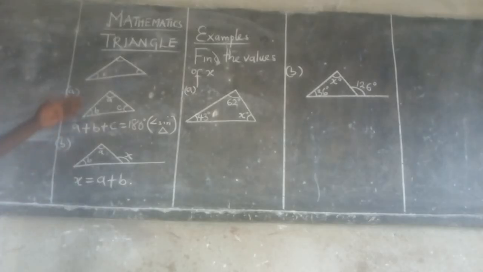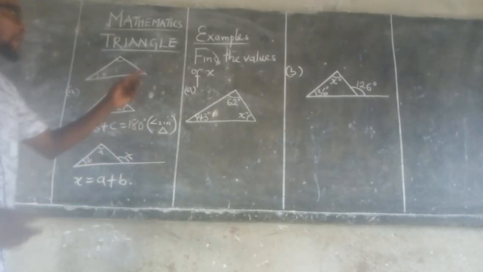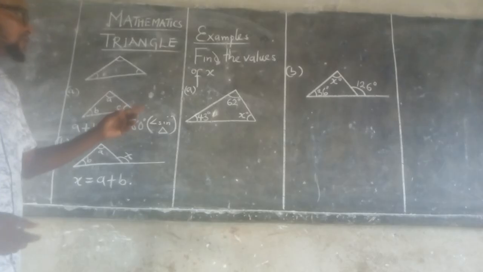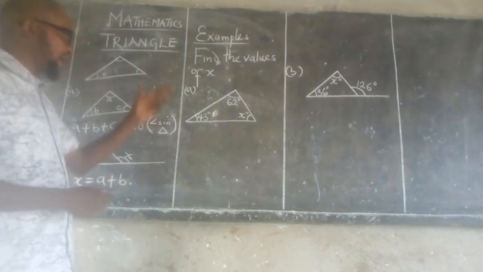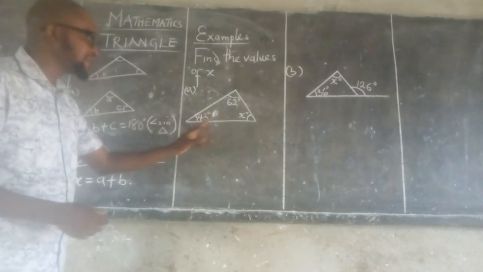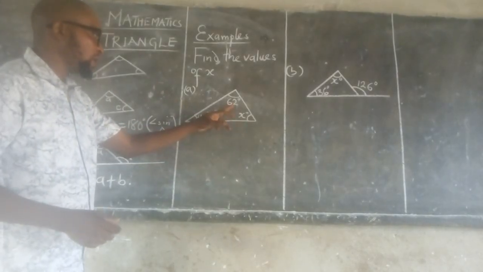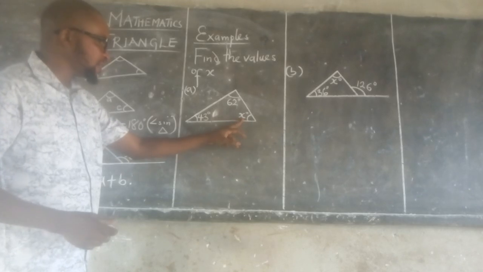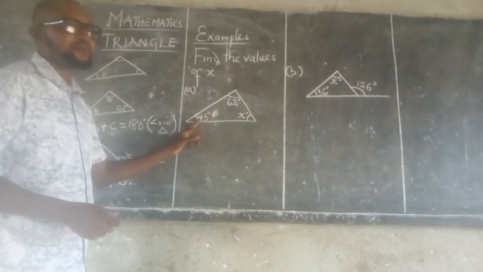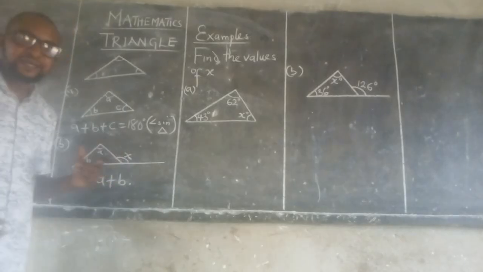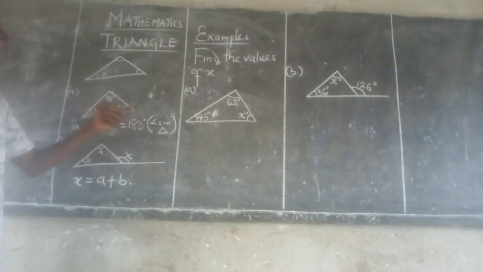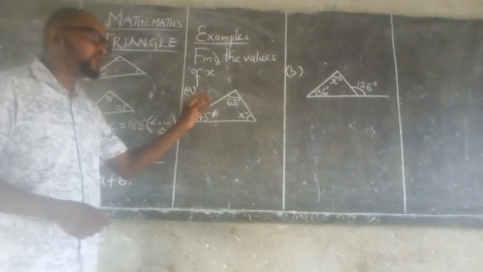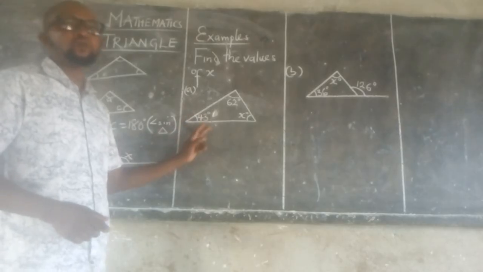Now, these two theorems will be applied in solving the following examples. We are to find the values of X. The first question, here is a triangle with the three angles of X degrees, 62 degrees, and 43 degrees. I said earlier that the first theorem, which talks about adding up the three angles to 180 degrees, can be used to solve for any unknown out of the three, provided you are given two angles.